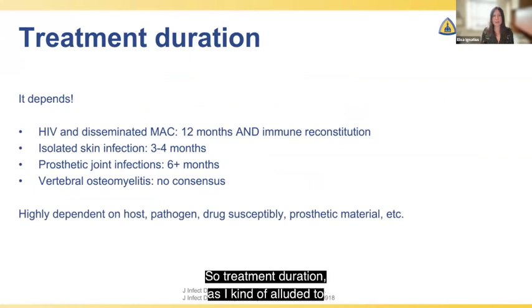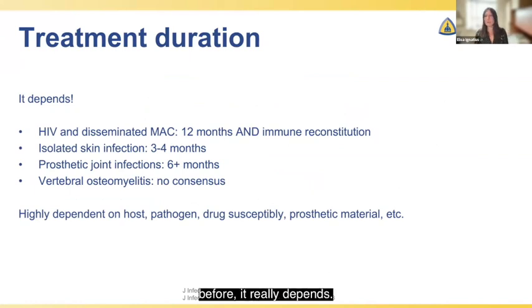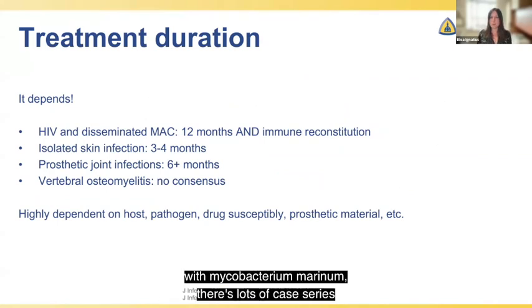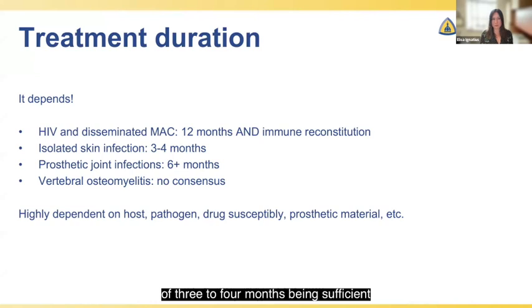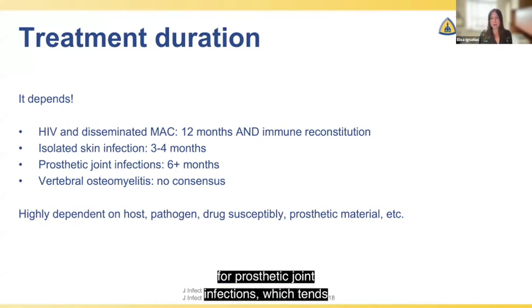So treatment duration, as I alluded to before, really depends. For isolated skin infections with Mycobacterium marinum, there are lots of case series of 3 to 4 months being sufficient. For prosthetic joint infections, it tends to be at least 6 months, but sometimes it can be quite a bit longer, depending on all these other variables that might be at play. For vertebral osteomyelitis, so bone infection of the spine, there's no consensus. And again, treatment duration can be highly variable, but can end up being quite long in many cases.